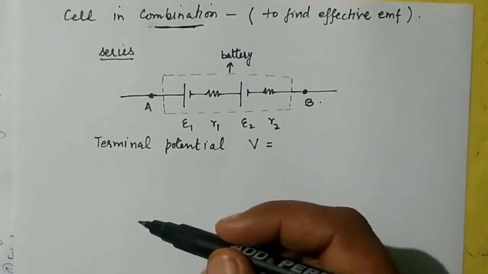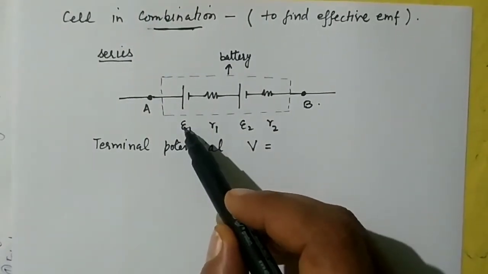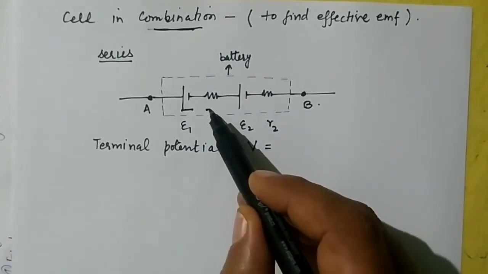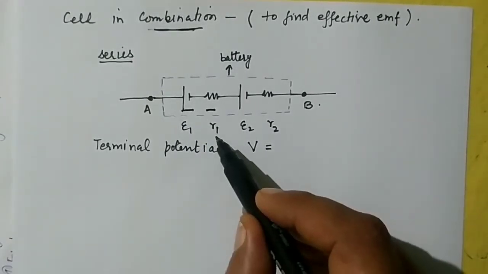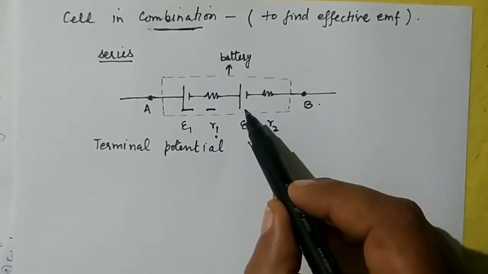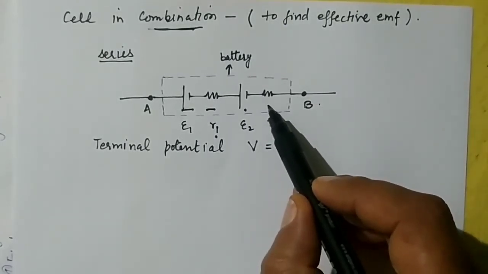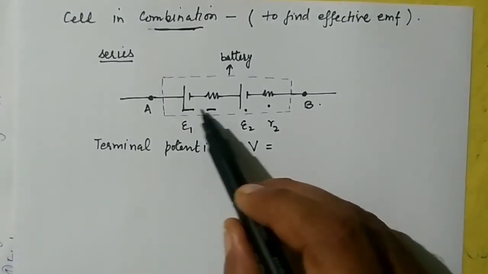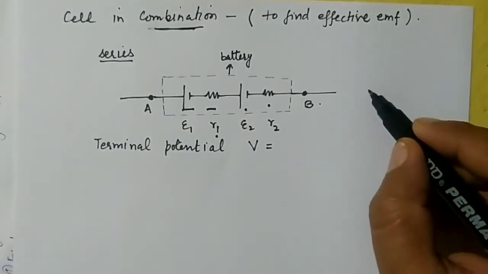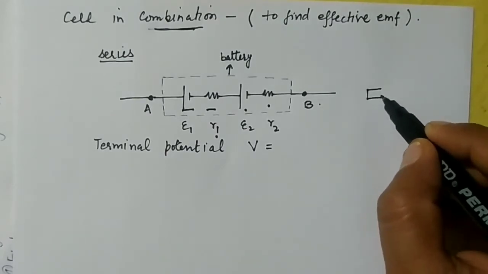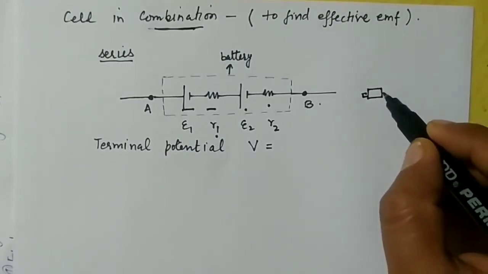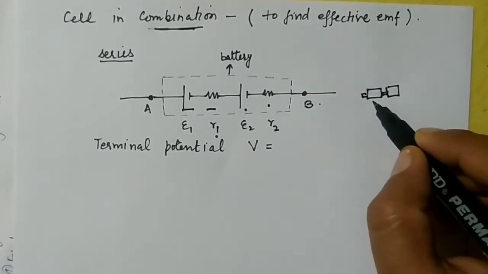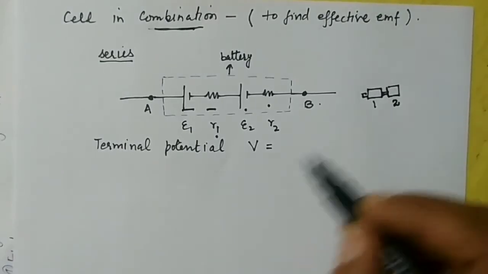Now see here, I have two cells. This is the first cell and its internal resistance is R1. This is our second cell, having internal resistance R2. They are connected one after another like this. So here this is the first cell, this is your second cell.